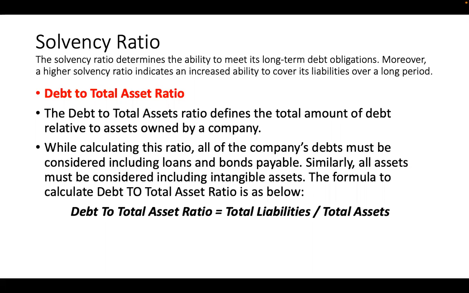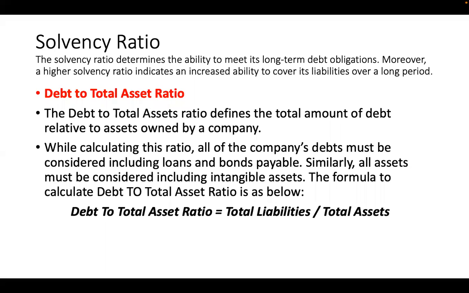Okay, so while calculating this ratio, all of the company's debt must be considered, including loans and bonds payable. This is what I was talking about earlier. So what we have to do is take into consideration all the debts owed by the company, any loan which the company has taken, or any bonds which are payable after a certain period of time. Similarly, all assets must be considered, including intangible assets.